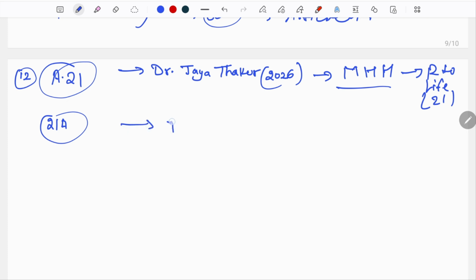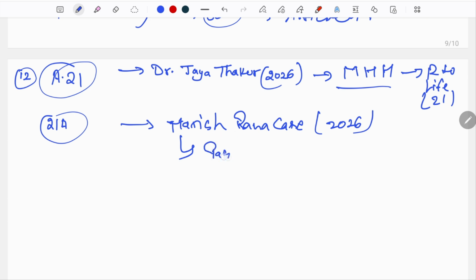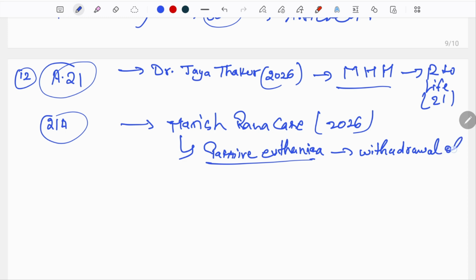Another case is the Harish Rana case 2026, in which the court gave assent to passive euthanasia. But the court said that it is a harsh word to use, so instead of this they have used the words withdrawal of life support system.